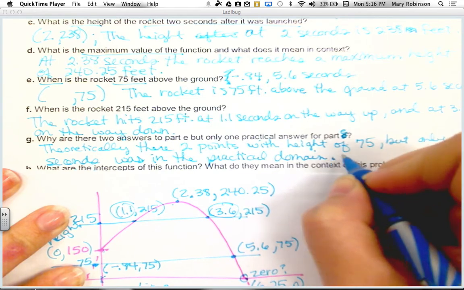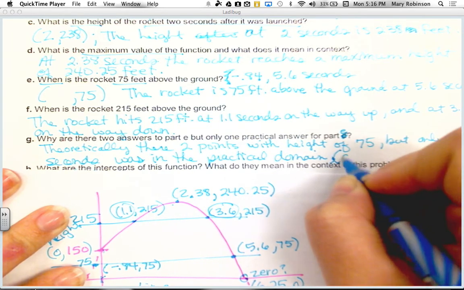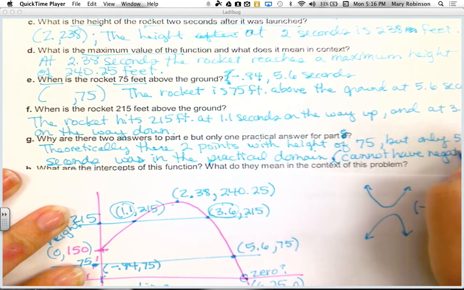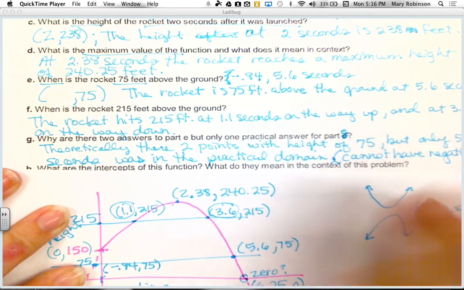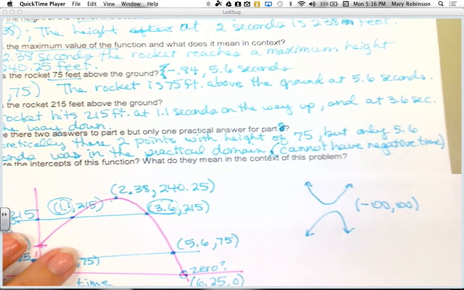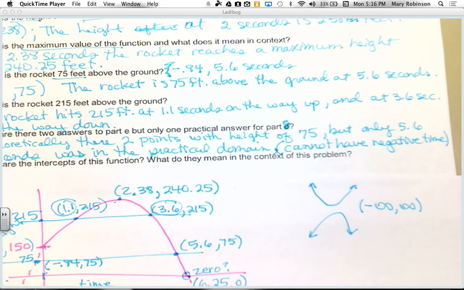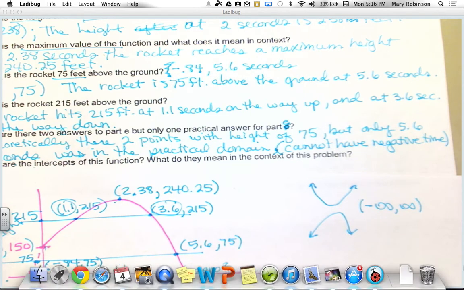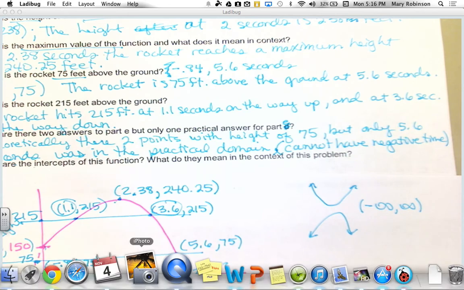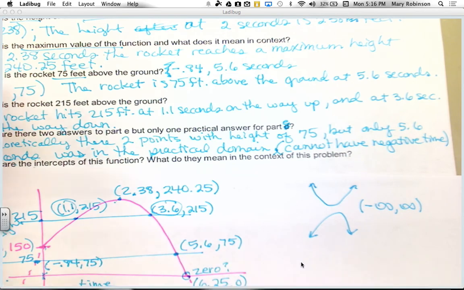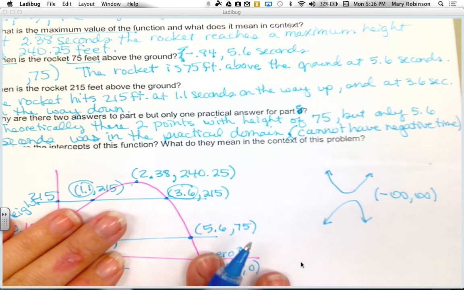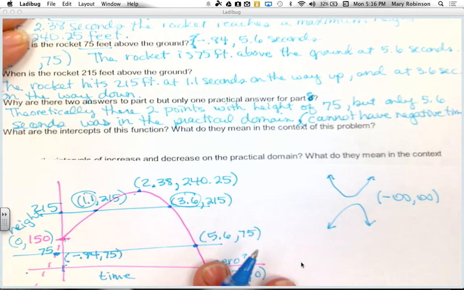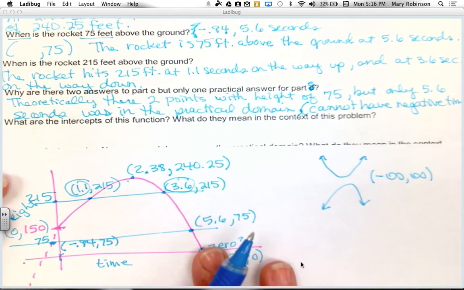Or in other words, maybe in parentheses, you cannot have negative time. So theoretically, there are 2 points with a height of 75, but only 5.6 seconds was in the practical domain. You can't have negative time.